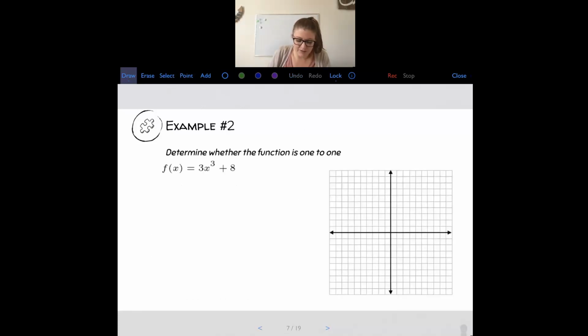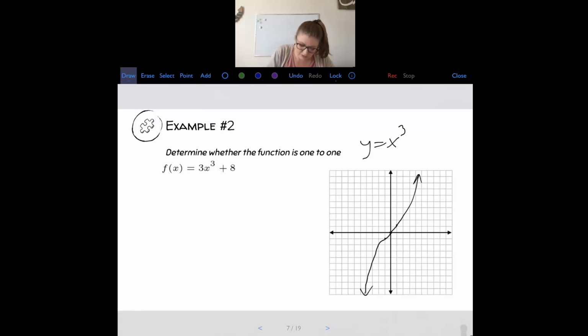So determine whether the function is one-to-one. So we're given f of x is equal to 3x cubed plus 8, and we are able to estimate the graph of this function. So you can pull in function transformations, which is what I'll talk about. You can also pull in end behavior and multiplicity. Some of these, it may be easy to find the zero, some of them it may not. So remember that the graph of y equals x cubed looked like this.